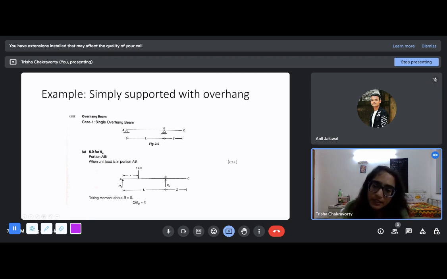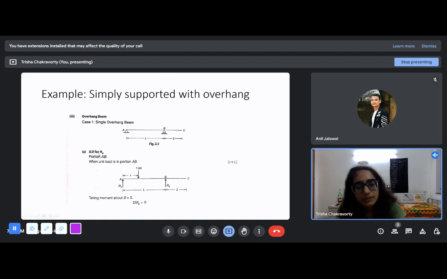A propped cantilever is when this is a fixed support, and if AB, if this wasn't there, it would be just a cantilever. If there is just one fixed support at one end, and there is a roller support at the very tip of the cantilever, it would be called a propped cantilever. Like if this BC portion wasn't there and A was a fixed support, then it would be a propped cantilever. And if there is any extension, then it will just be called simply supported with overhang or cantilever beam with overhang. So that is what this terminology means.